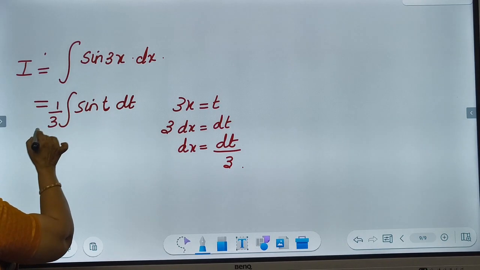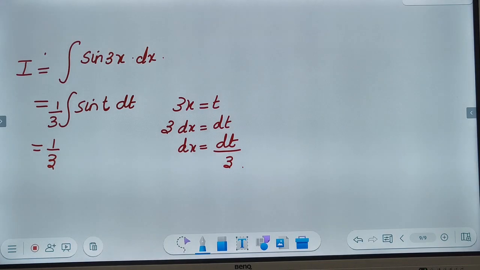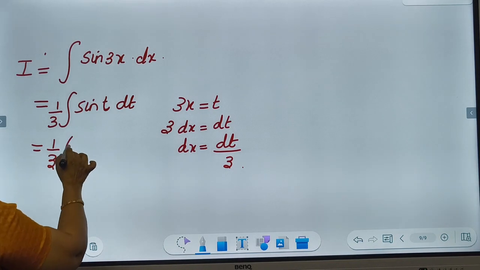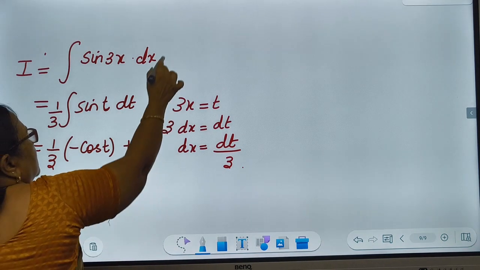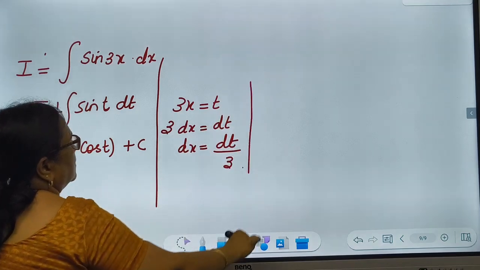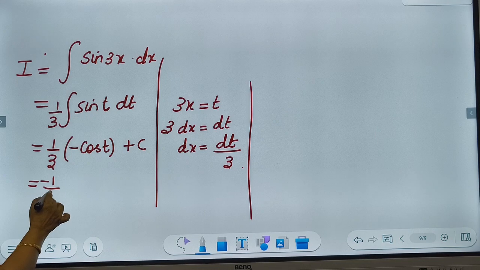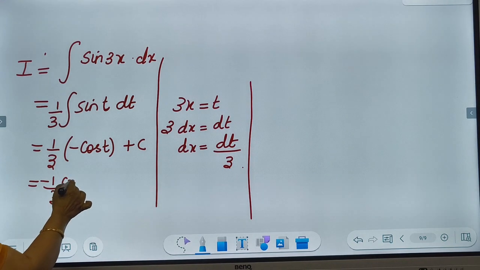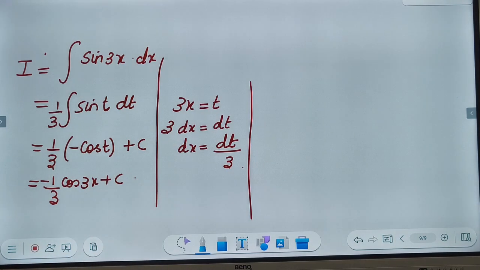1 by 3 I can take outside, as it is a constant. So 1 by 3 into, what is the integral of sine t? Minus cos t plus c. Substitute back for t in terms of x. So minus 1 by 3 cos 3x plus c. Are you able to follow?